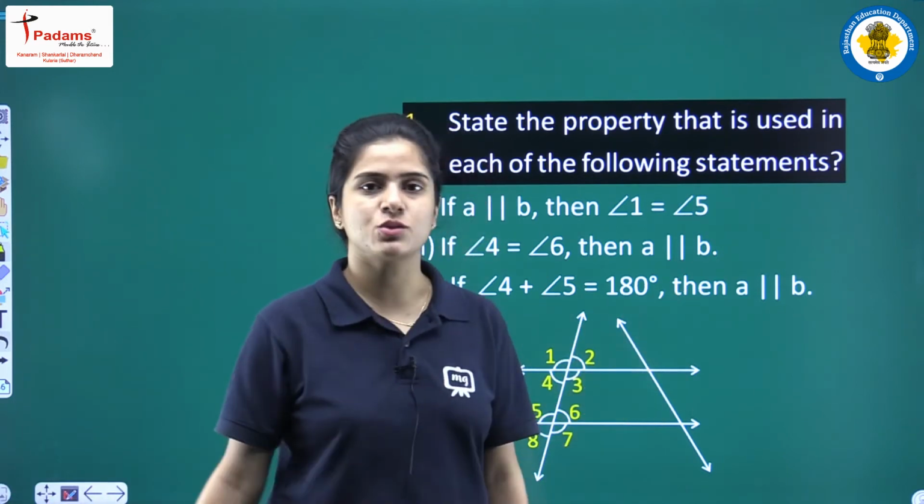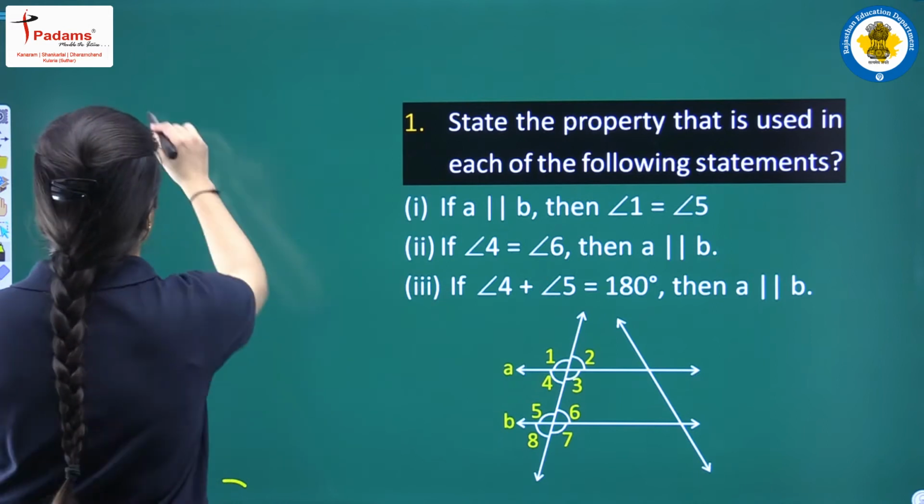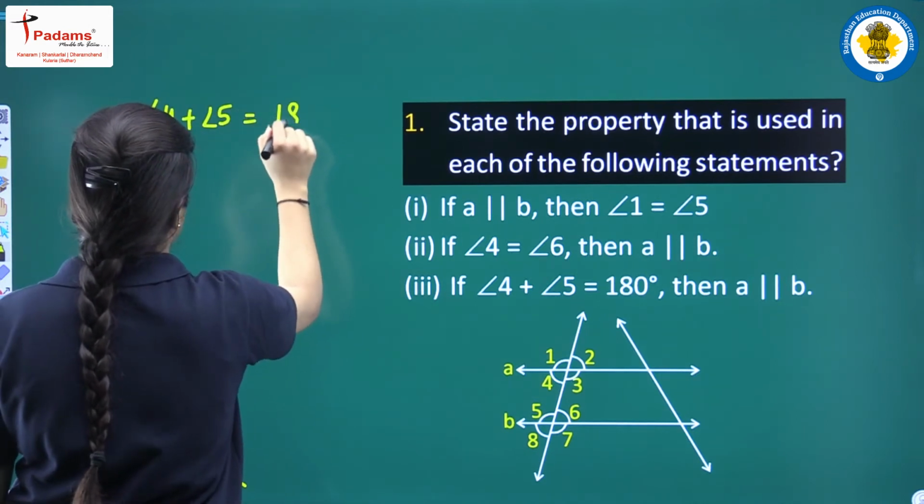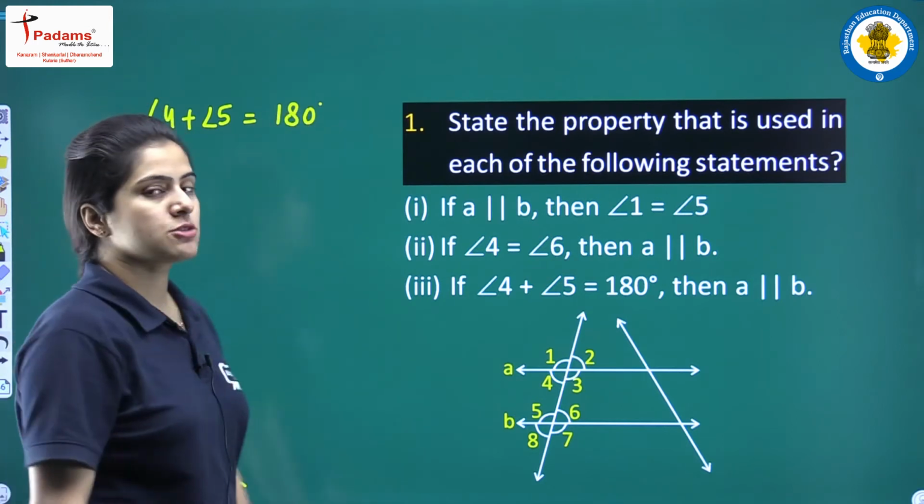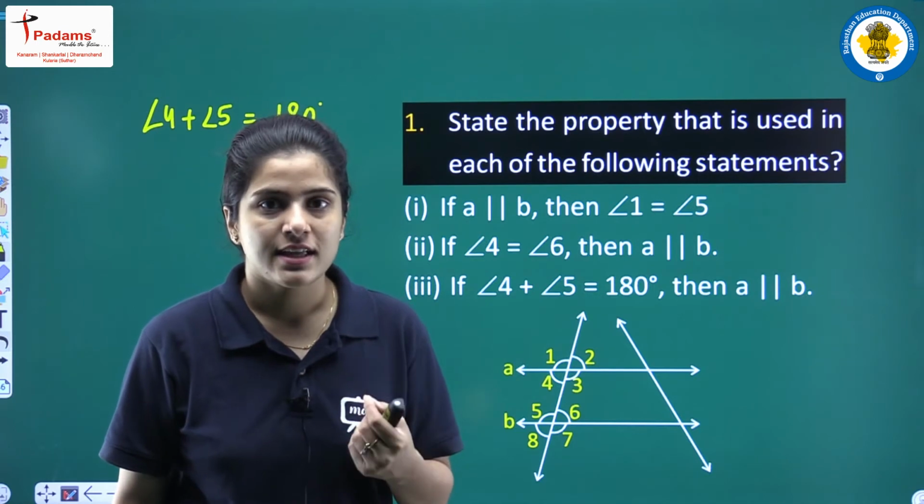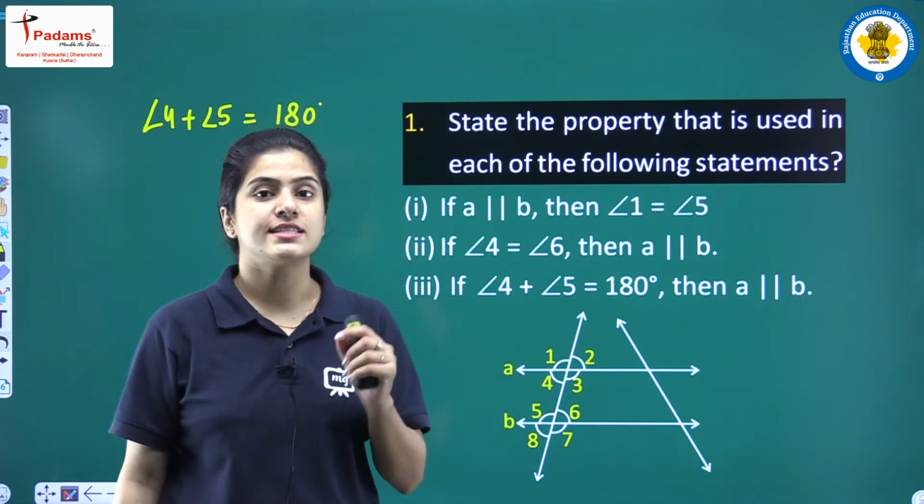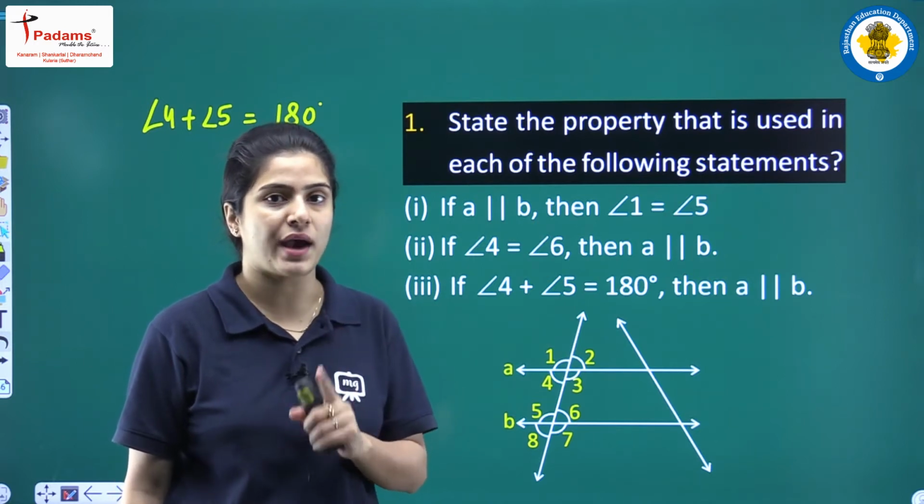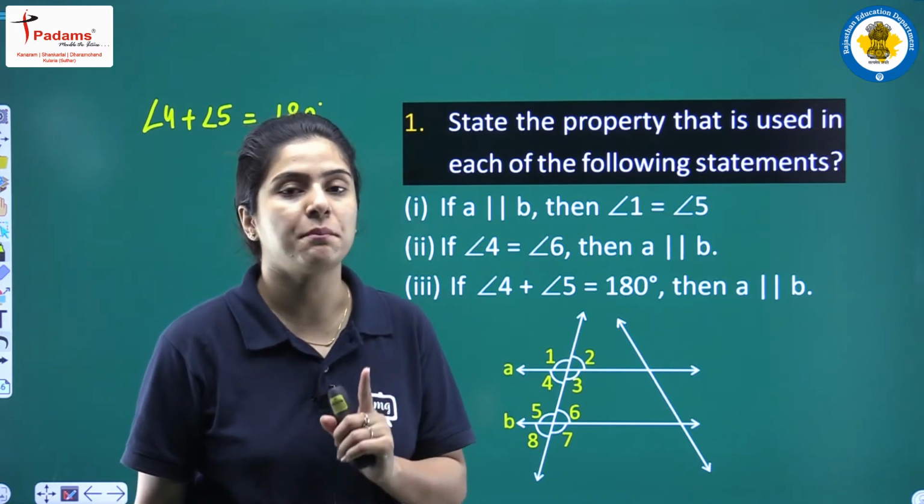Okay students, now have a clear look. The sum of angles 4 and 5 is equal to 180 degrees. By which property? Clearly, the sum of the interior angles that are lying on the same side of the transversal is equal to 180 degrees only and only when A and B are parallel to each other.